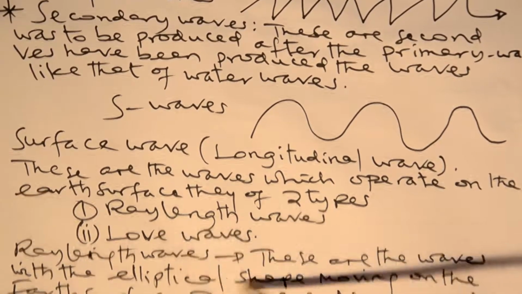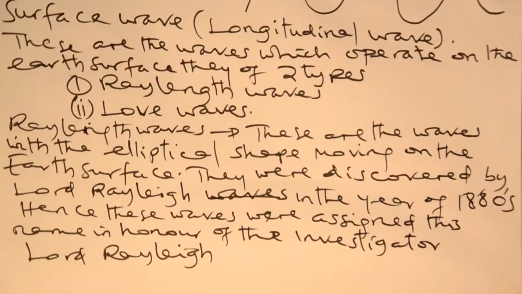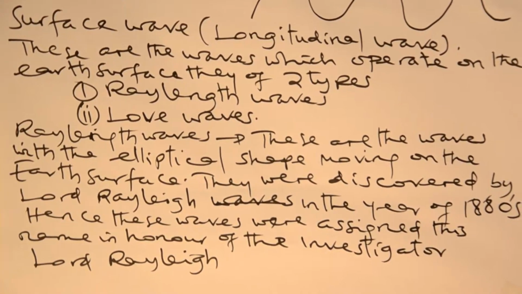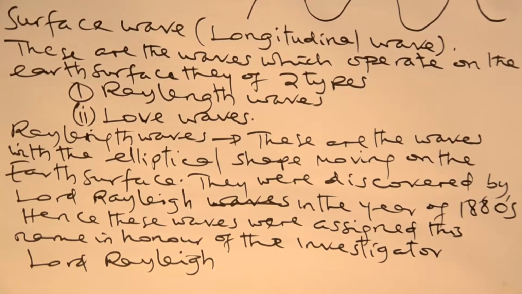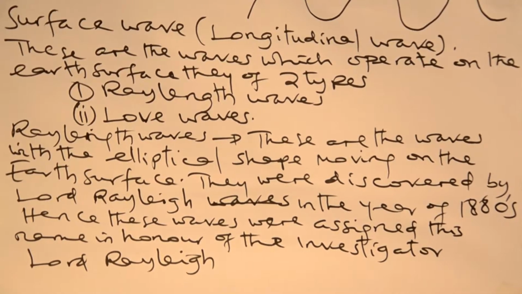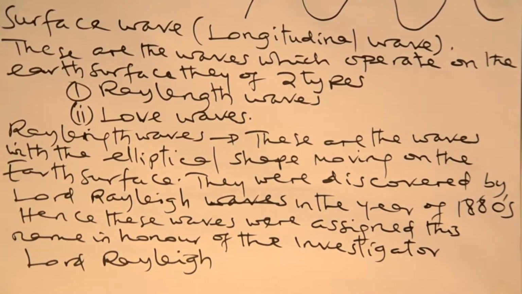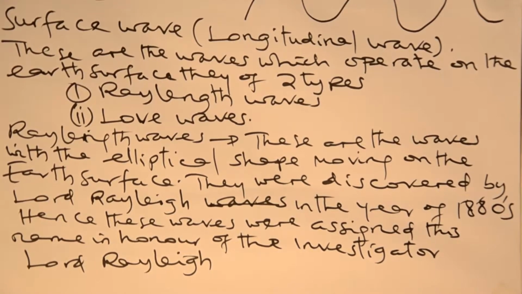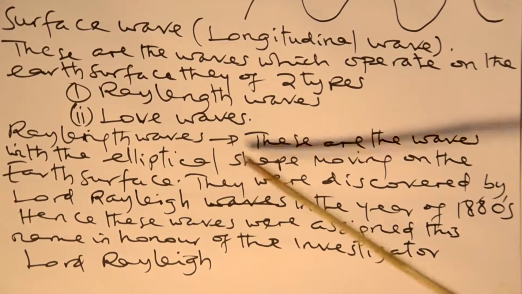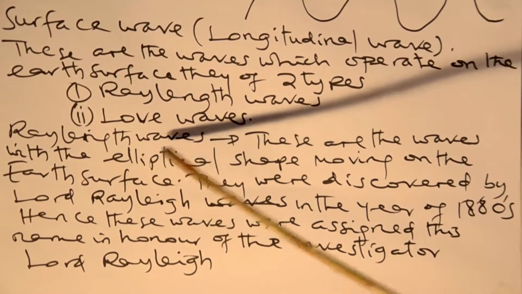Whenever we talk about Rayleigh, this is the name of a certain discoverer or scientist who discovered the movement of the Earth or vibration of the Earth's crust. According to his investigation or discovery, people decided to give the name Rayleigh so as to appreciate what had been done. For instance, these Rayleigh waves are the waves with an elliptical shape.